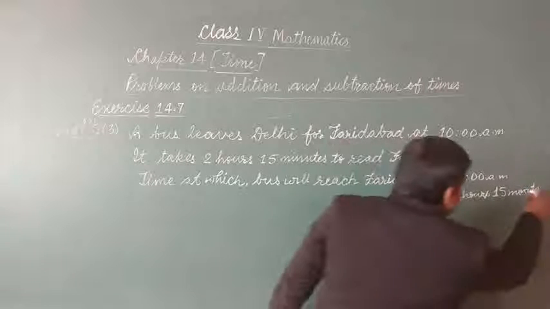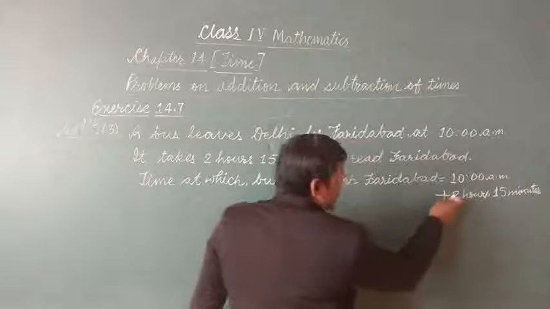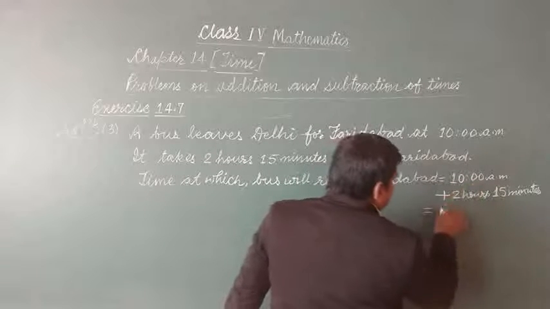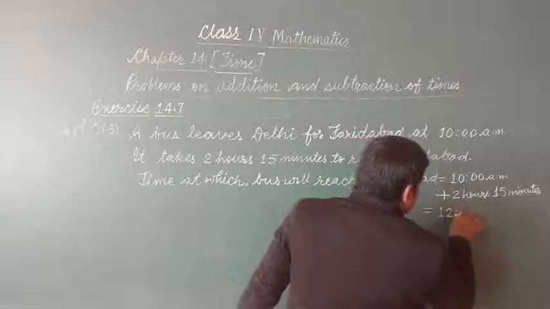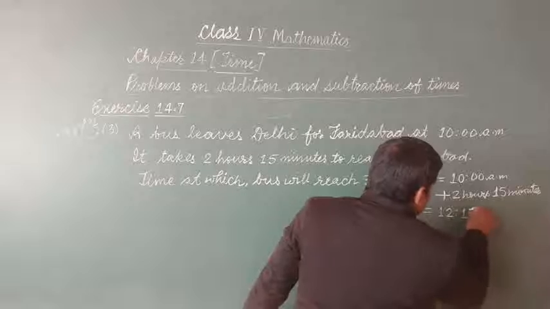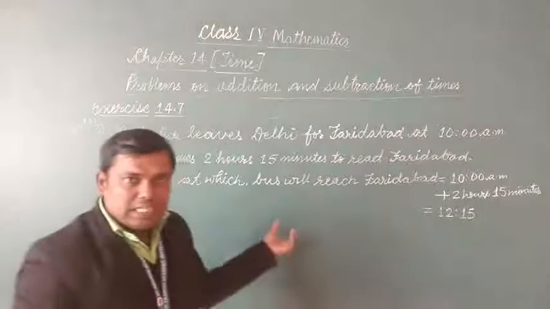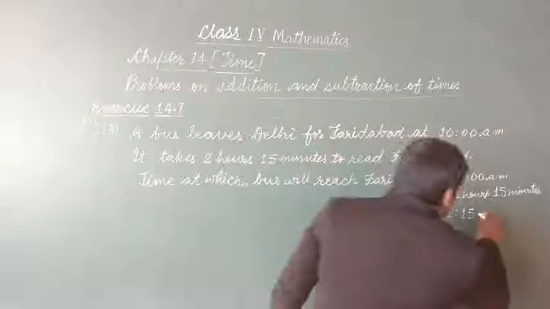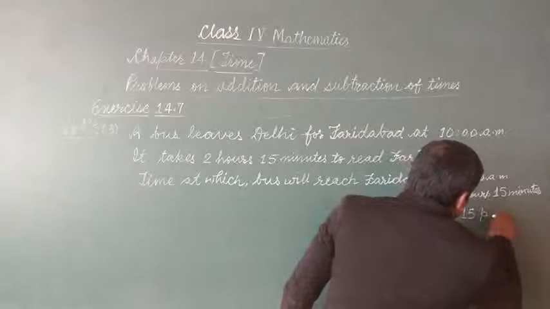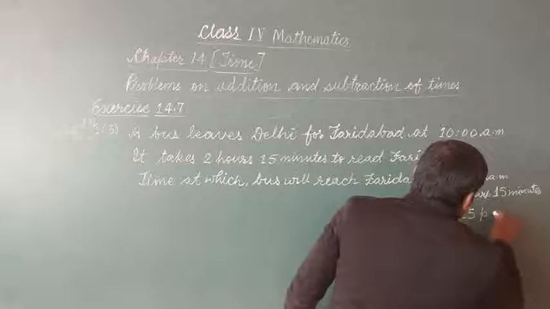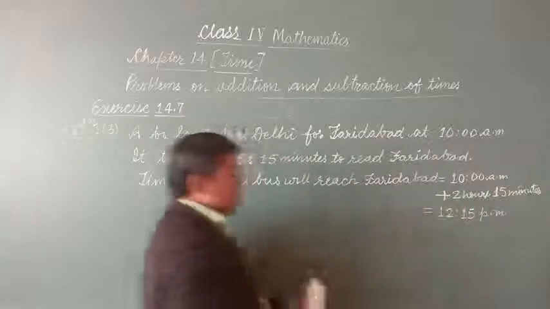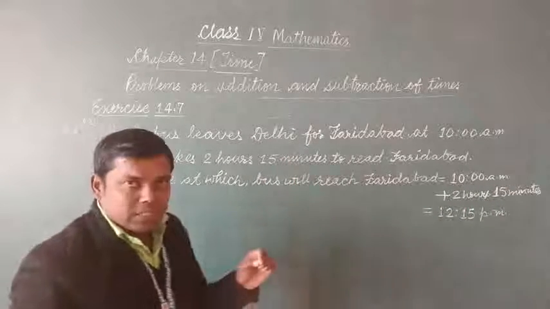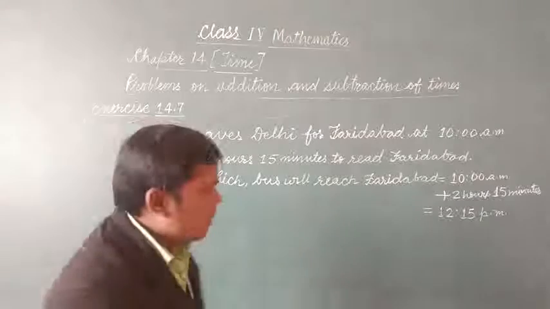So we will add hours, 2 hours into 10 and 15 minutes into 00. So the time will be 12:15. As you know, after 12:15 in the day, the time changes from AM to PM. So we write here 12 PM. So our answer will be 12:15 PM. So we can write, at 12:15 PM the bus will reach Faridabad.